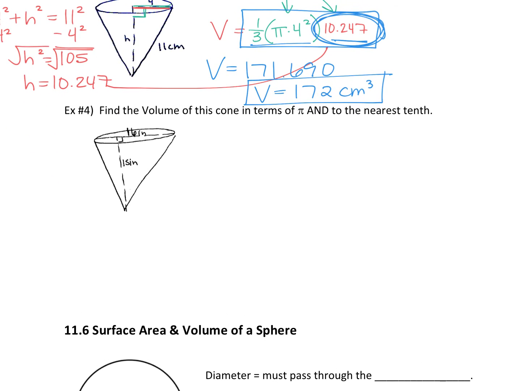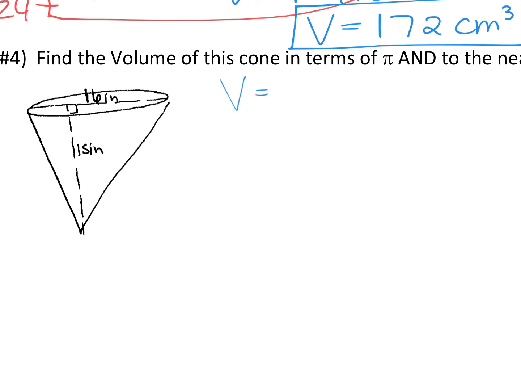Okay, so here's what you're going to do. Try number 4 on your own. Oh, you haven't done this yet? Oh, you're learning. Okay, so here it is. Finding the volume. Notice it says in terms of pi and to the nearest. Okay, so you're going to give 2 answers, a rounded and an exact.